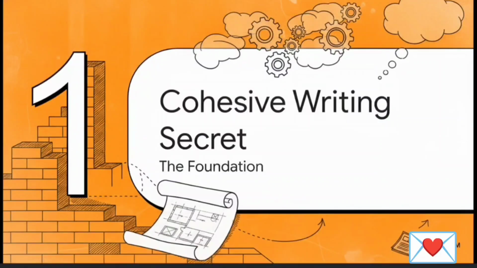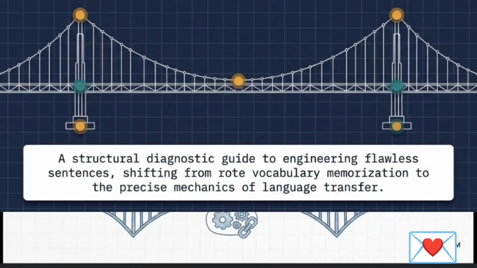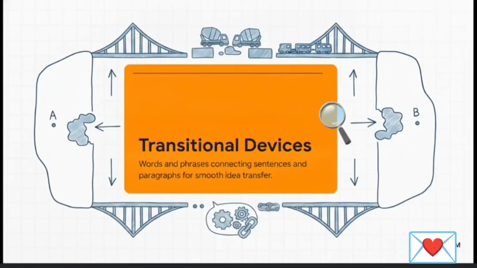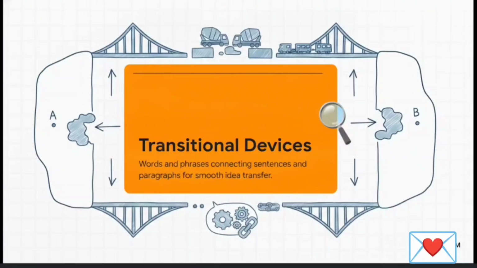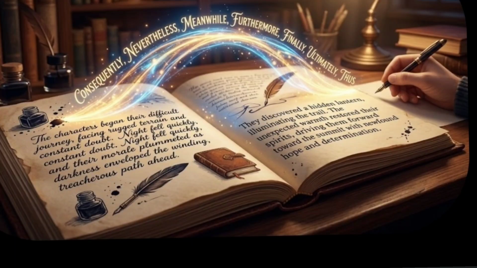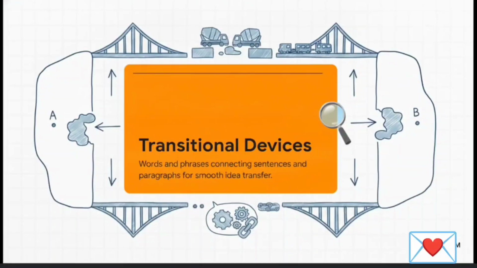Section 1. The secret to cohesive writing. Let's break this complex academic concept down into something really simple. Transitional devices are essentially just the words and phrases that act as the connectors between your sentences and your paragraphs. I mean, think about the word transition itself, right? It literally means to transform from one place to another. So these devices are the cement of your writing. Their entire job, their pragmatic function, is to help your ideas glide smoothly from point A to point B, making absolutely sure the reader never gets lost in your argument.